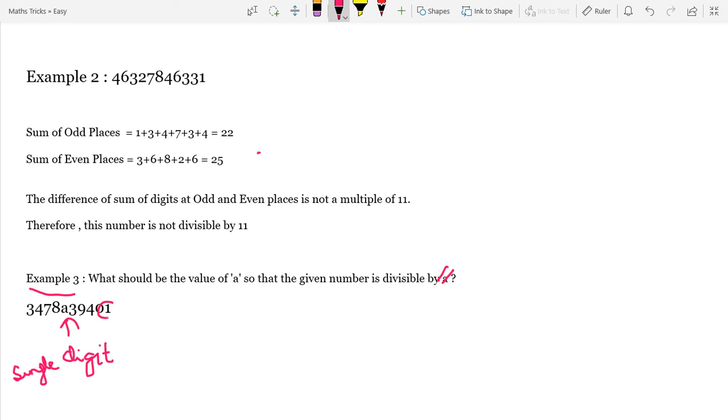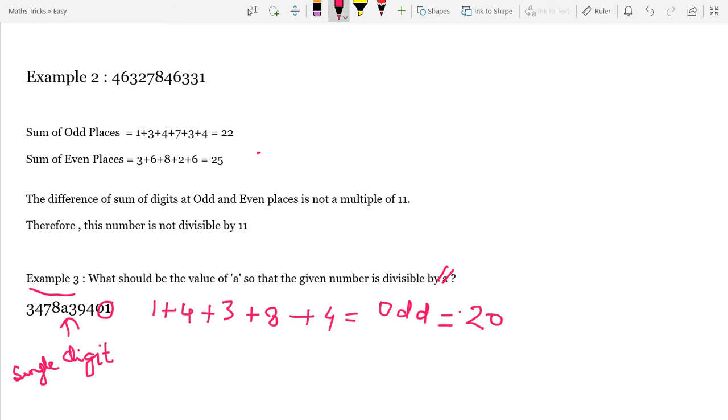We will take the digits at the odd places: 1 plus 4 plus 3 plus 8 plus 4. Now this is the sum of the digits at the odd places. What is it coming out to be? You can verify: 1, 4, 3, 8 and 4. The sum of the digits at odd places is coming out to be 20, right?